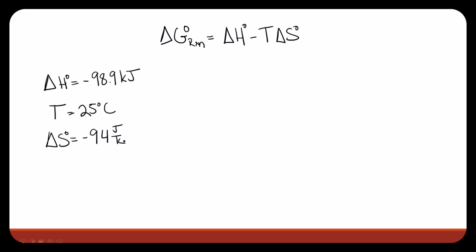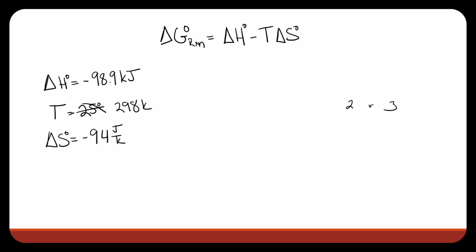All right, we've got a table full of results, but none of the units match. So first, I need to change this temperature into Kelvin. So just remember, temperature Kelvin is temperature Celsius plus 273. So this is going to be 25 plus 273. So this becomes 298 Kelvin.